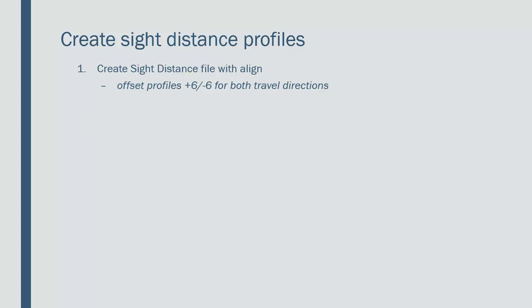So first, let's talk about creating the site distance file with the alignment. As I said, we're going to create offset profiles, both 6 feet to the right and to the left of the center line, to better indicate where the travel direction visual locations are going to be. Now, if you have more than 2 lanes, you may need to do a profile a little bit further over than 6 feet. That's just, as I said, an average of where most eye heights are going to be as they're crossing your terrain.